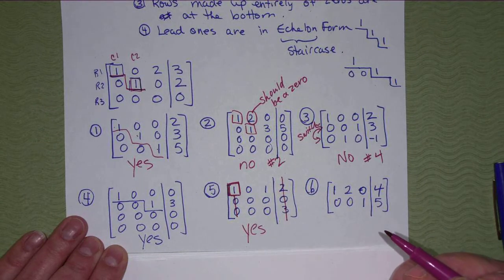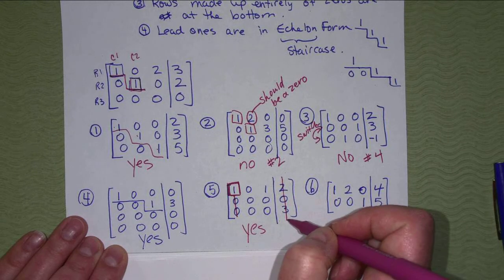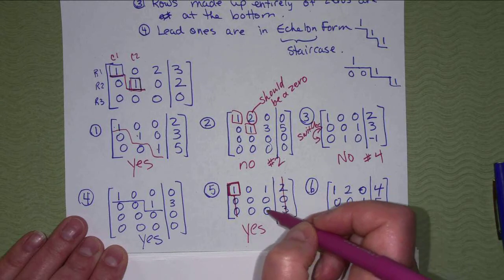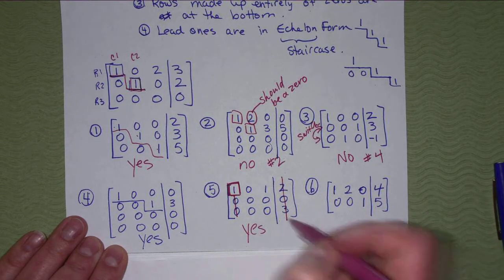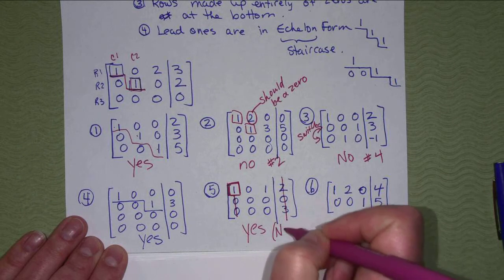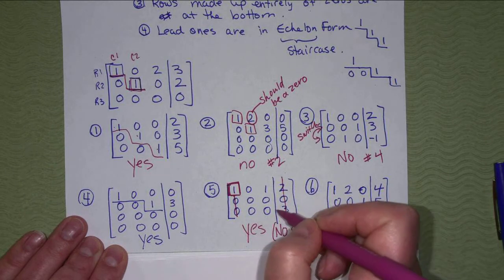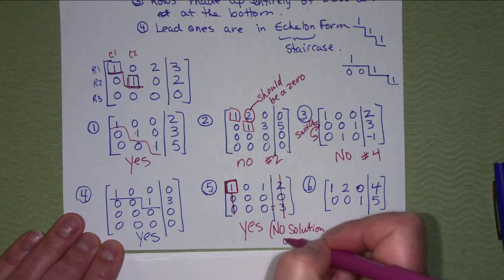So I wanted to point out that you could have argued that it wasn't because rows of zeros have to be at the bottom, but they're actually both rows of zeros, and we don't really care what's here. This is an example of no solution. When you get zeros, and then this is like an equal sign, so 0 equals 3, which is not true. So that one actually has no solution. This one.